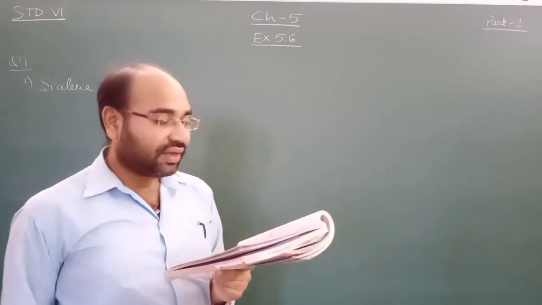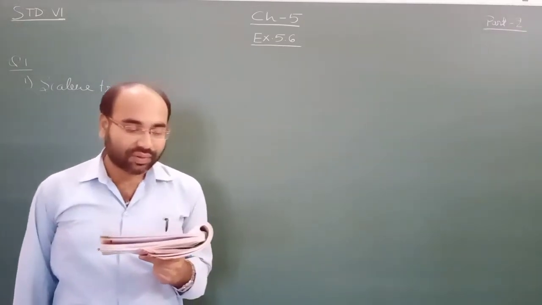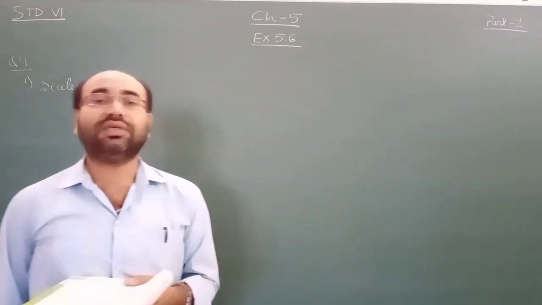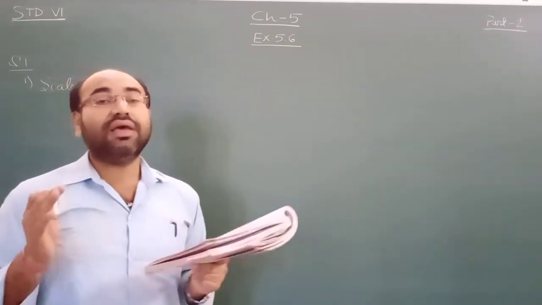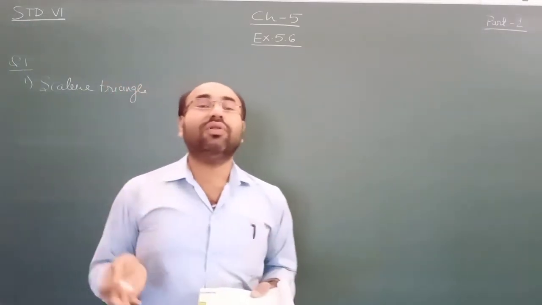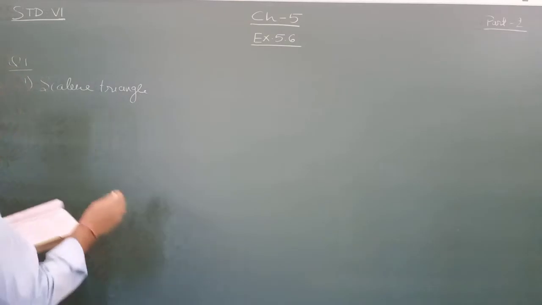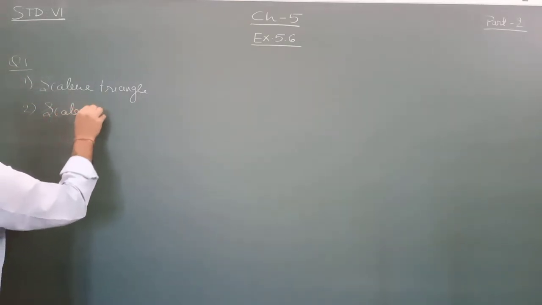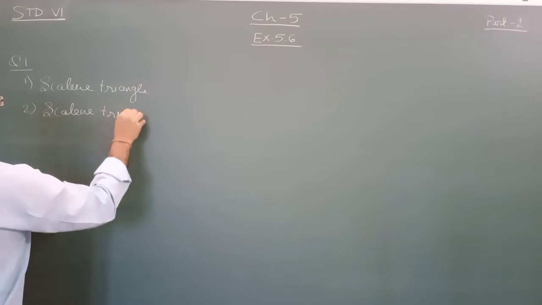Then the second one, triangle ABC with AB equal to 8.7 cm, AC equal to 7 cm and BC equal to 6 cm. Again in the second one, the lengths of all three sides are different, so which type of triangle will it be? It will again be a scalene triangle.